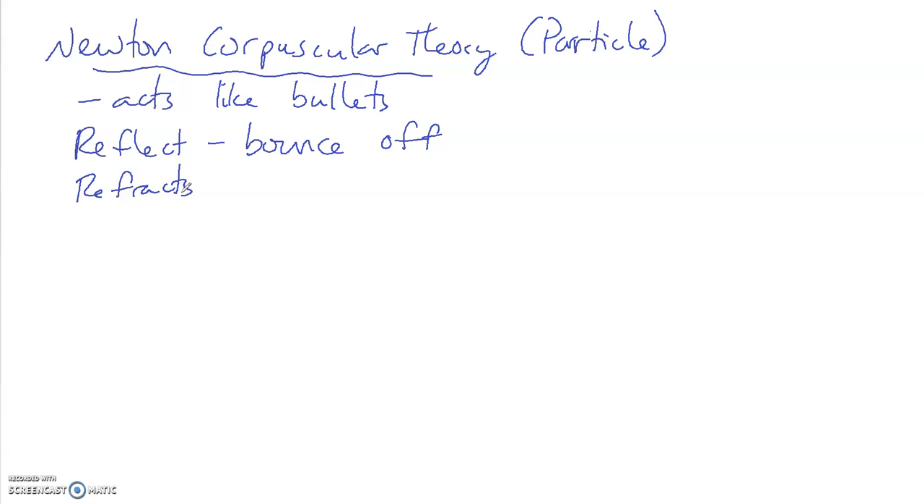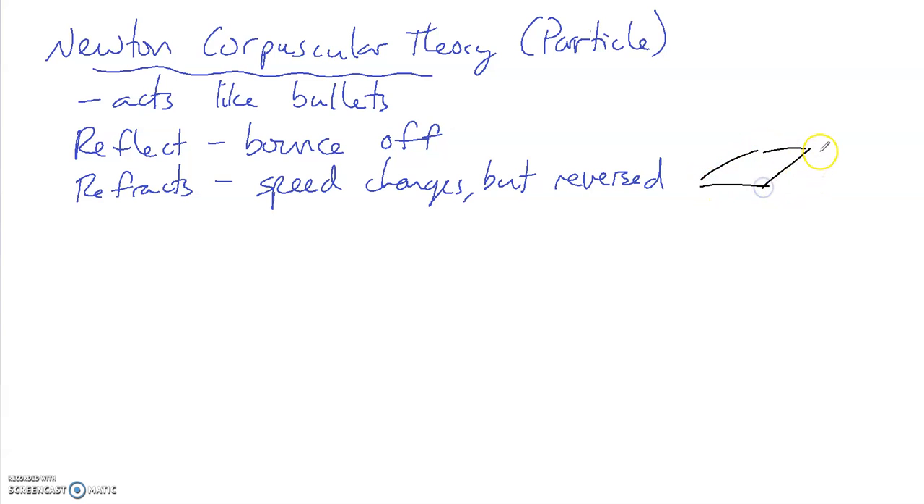Light, of course, also refracts. And how do you explain refraction? Well, he got part of it right. What he said was that the speed changes. That part he got right. But the problem is he actually had it reversed. I'm just going to try and draw something here to explain the basic idea. Suppose you've got a big flat platform, and on the side of the platform there's a ramp that goes off the side.